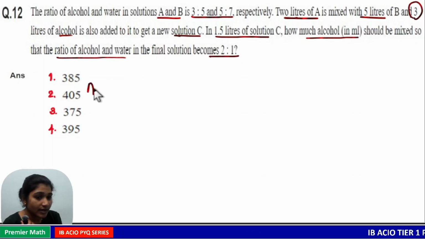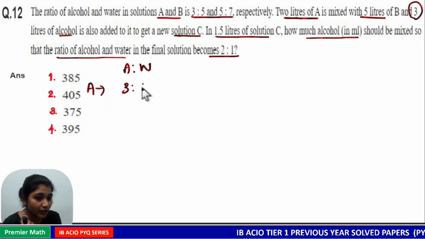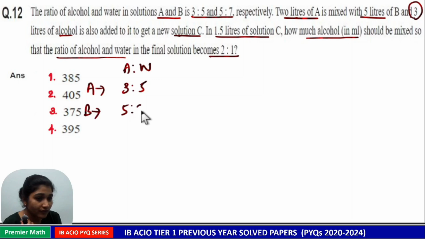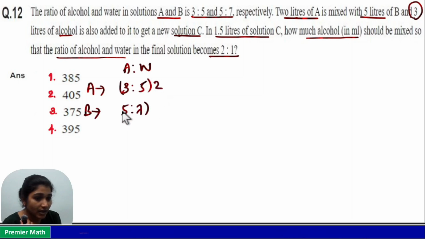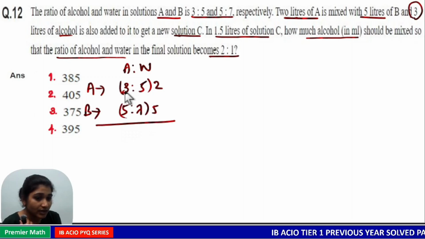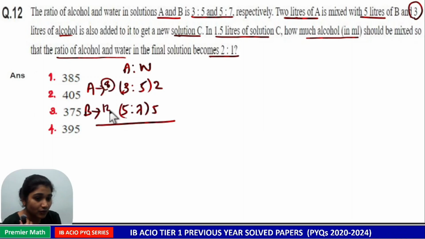Here A contains alcohol and water in the ratio 3 is to 5 and B contains alcohol and water in the ratio 5 is to 7. Now 2 liters of solution A and 5 liters of solution B are taken together. Before adding these ratios, you have to check the ratio parts. 3 plus 5 is 8 parts and 5 plus 7 is 12 parts. Here 8 parts is not equal to 12 parts.